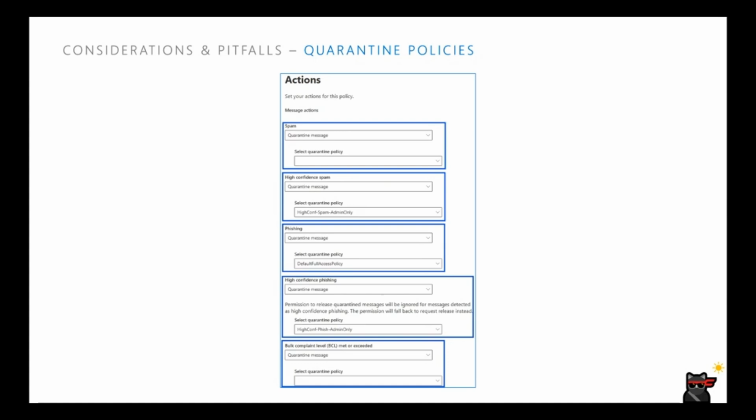Exactly, and I have tried to do some naming convention here for the quarantine policy, so it's easier to understand which one to select when you're in this blade. So yeah, we do have the same for safe attachments, safe links and anti-spam policies.